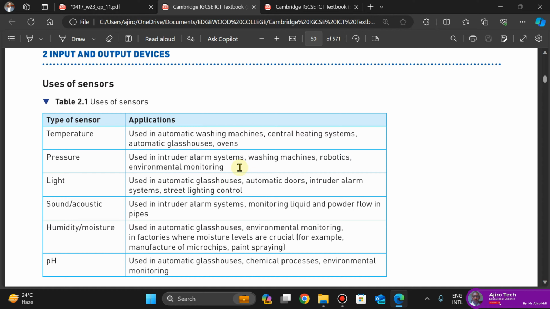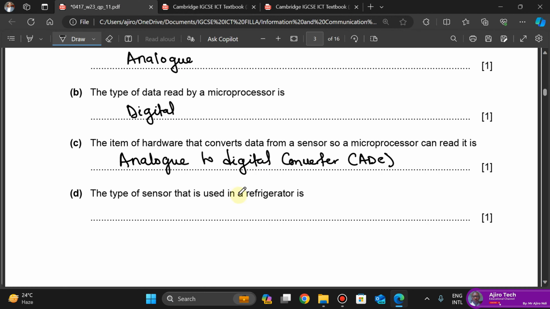Okay. Remember, what kind of sensor is used in your AC? Temperature. Because if it's cold, it makes your drinks to be what? To be chilled. That's the whole essence. So the sensor that is used there is what? Temperature. You can't use pH. Okay. So the temperature. Okay. I hope you're understanding this.